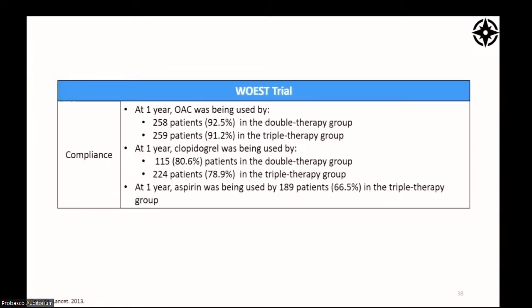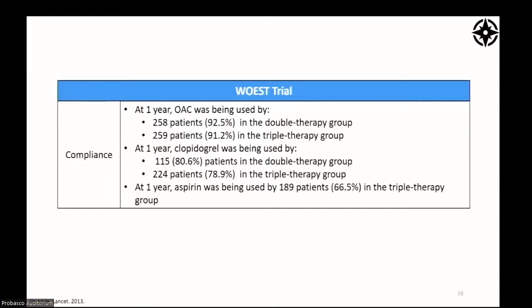And so I think when you look at a study that is focused on what drugs you're taking, it's important to look to see how per protocol the study was. So at 1 year, oral anticoagulation was being used by 92% roughly in each double therapy and triple therapy group. At 1 year, clopidogrel was being used in 80% of patients in the double therapy group and 78% of patients in the triple therapy group.